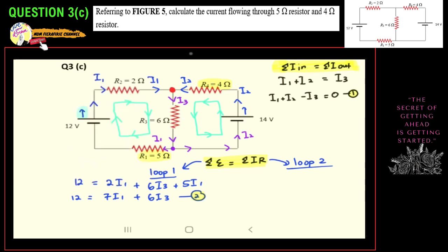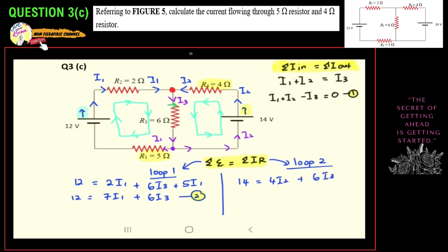Okay. And how about loop 2? Okay, look at here for loop 2. Still we can see here that the direction of this small arrow yang saya lukis tu the same direction as the loop. So 14 volt is positive value. So 14, okay, buat macam ni. Equal to, okay, so this is also positive, same direction, I2, R4, I3, R3. Okay, so in second loop, we just have 2 resistors here. So it should be 4I2 plus 6I3.